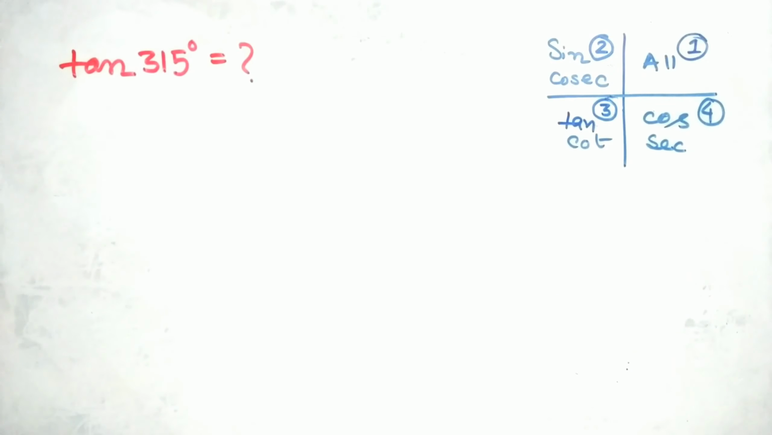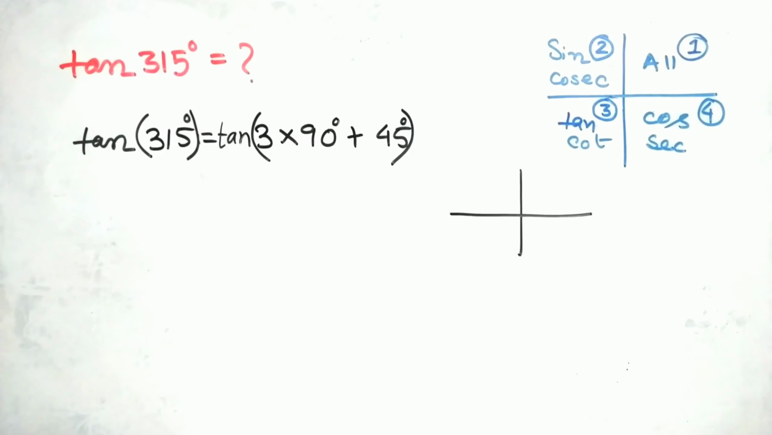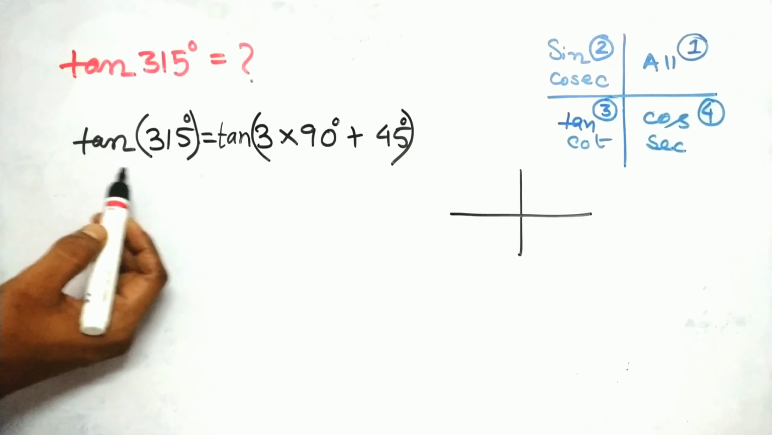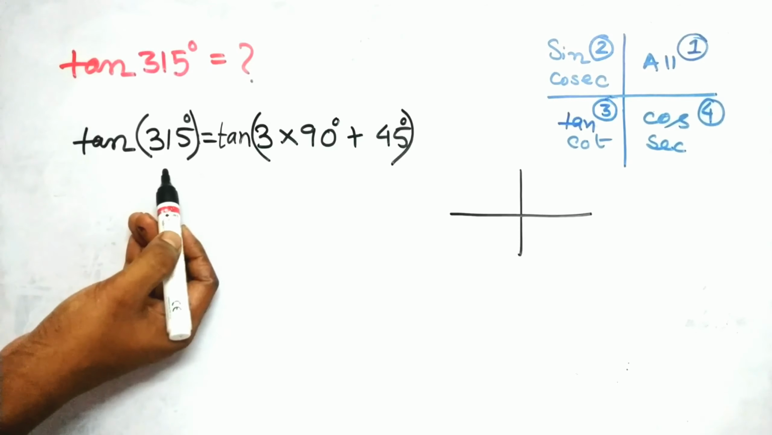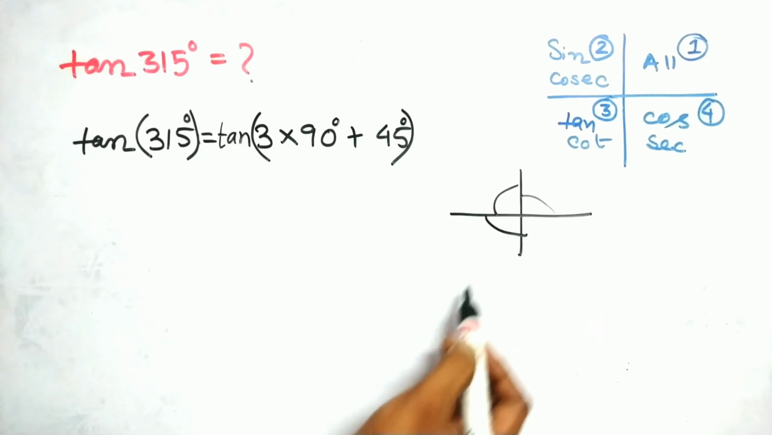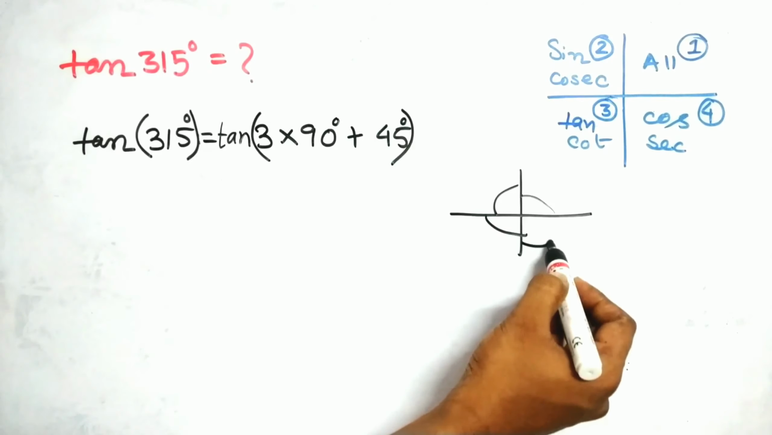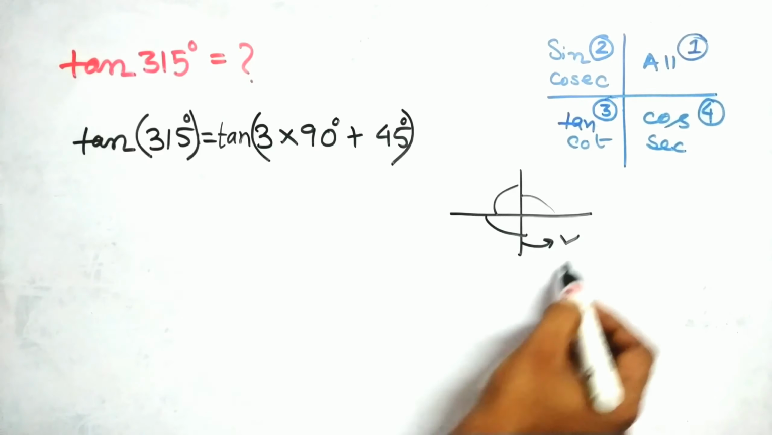Let us find the value of tan 315 degree. So let's write 315 is equal to 3 into 90 plus 45. Here we have taken the odd multiplier of 90. We have taken tan at both the sides. Now we have to check in which quadrant this 315 degree is. Here 3 into 90, that is 1, 2 and 3. 3 into 90 plus 45. So that means this 315 degree is in fourth quadrant.